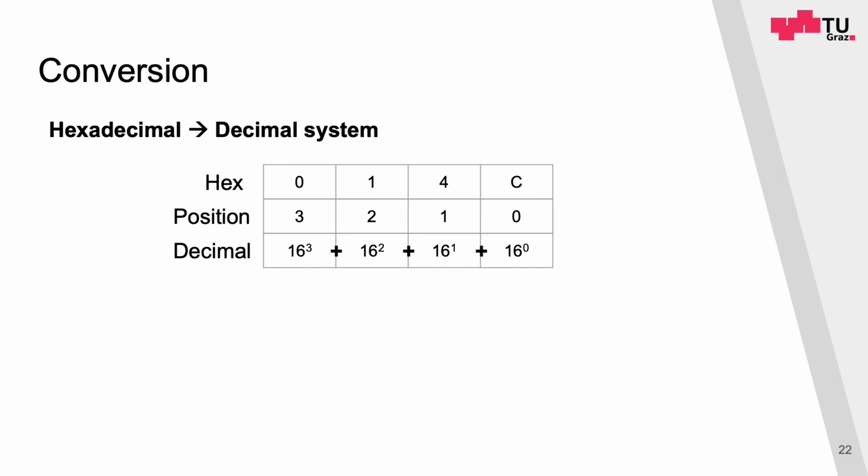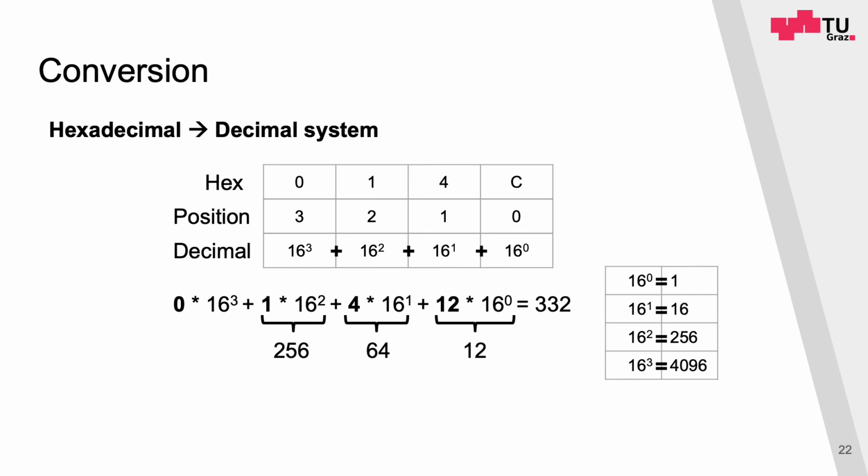And then, similar as before, we just need to calculate the sum. If we start from the left, we write the hex value, which is 0, so 0 times 16 to the power of 3, plus the next position, the hex value 1 times 16 to the power of 2, plus the hex value 4 times 16 to the power of 1. And the last step, we have the hex value C, and the value C is equal to the decimal value 12, and therefore we can write 12 times 16 to the power of 0.